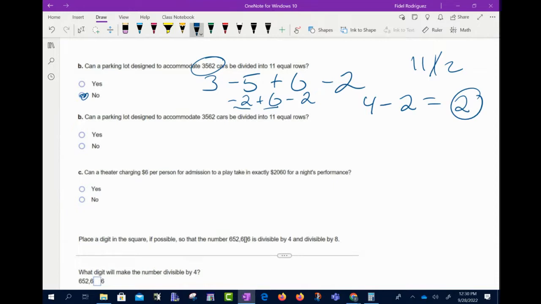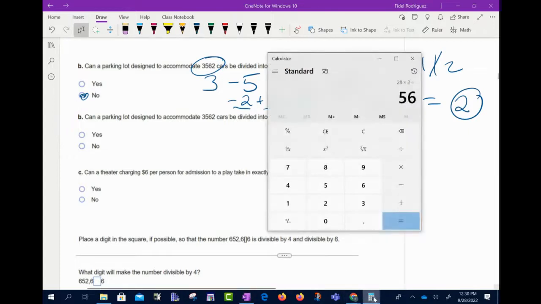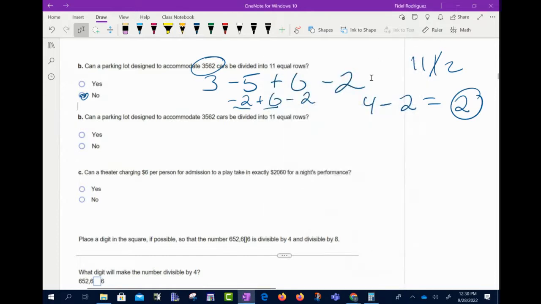They're actually asking me to use the divisibility test, right? But if I was sitting where you're sitting, what I would probably do here, y'all, is take my number 3562 and divide it by 11. And the fact that it doesn't go nice and pretty tells me, no, I can't do it, right? But the idea here is they're actually asking me to use that divisibility test, okay? That's why I did it that way. Okay, so again, I wrote part B twice. So let me go ahead and go to part C.